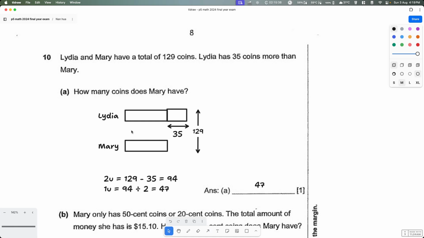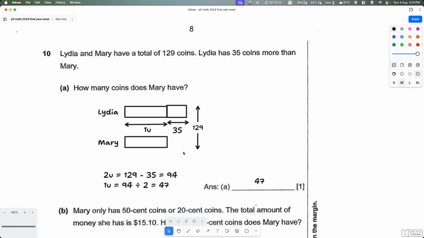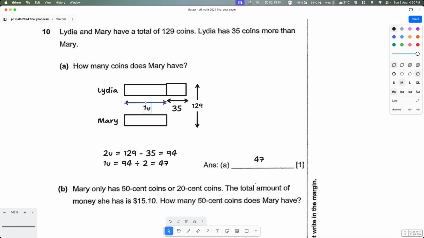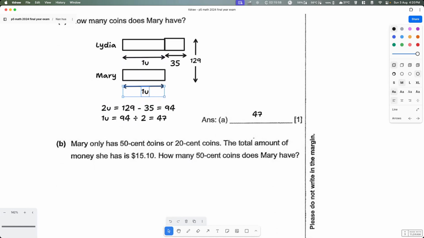I'll just put here 1 unit, and the arrow is here, 1 unit. Same goes for this. All right, let's move on again. Okay, so let's move on to the next question.